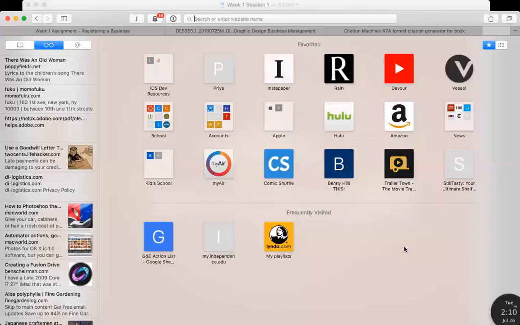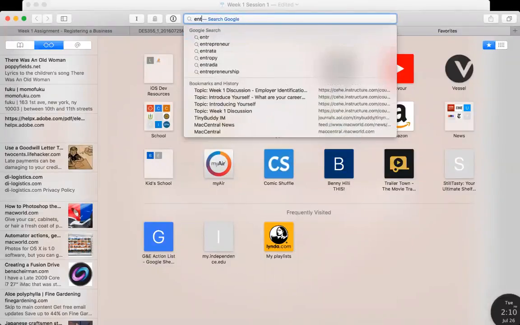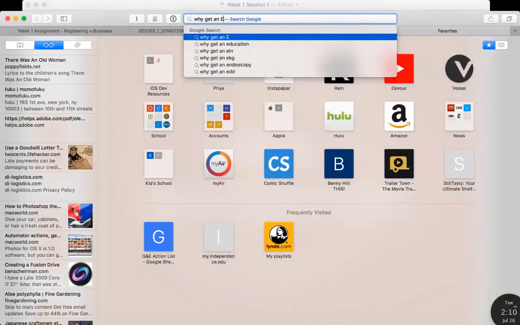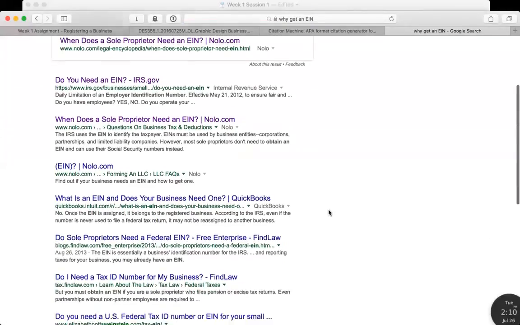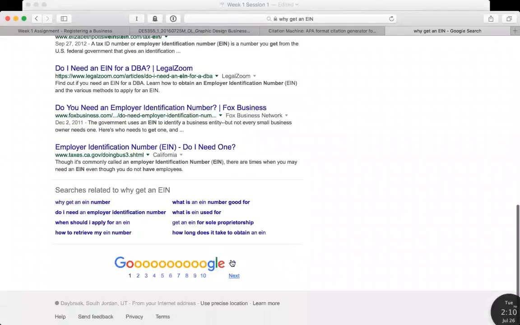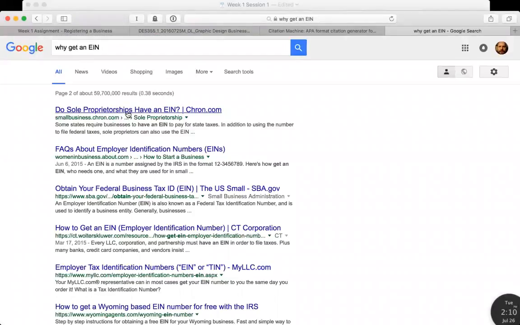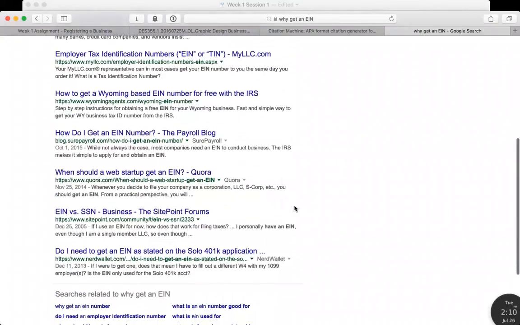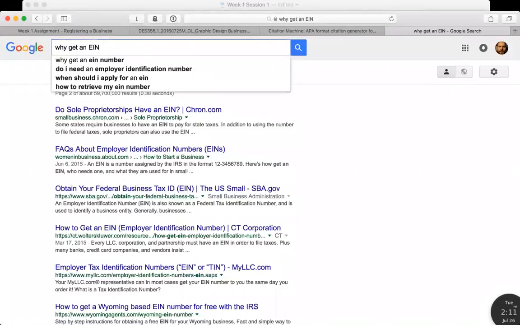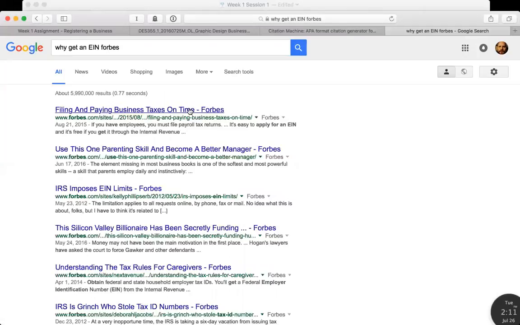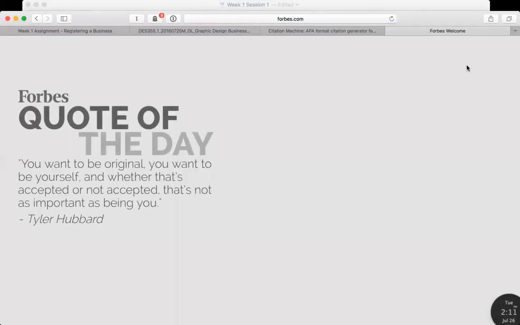So let's go to why get an EIN. Let's find an article from a... I want to get one that has an author. I think some of these websites don't have authors, which is fine. You can definitely cite one without an author. But let's try Forbes. Okay, let's say that this is an article that you're looking at.